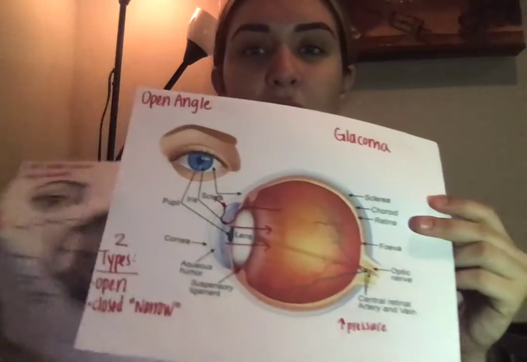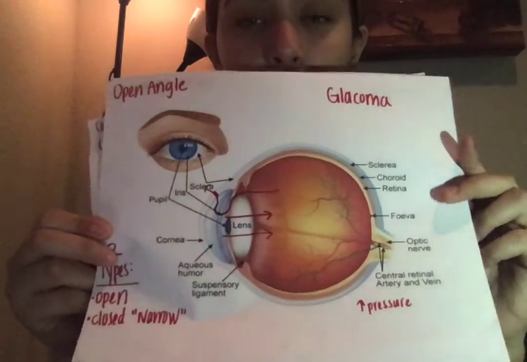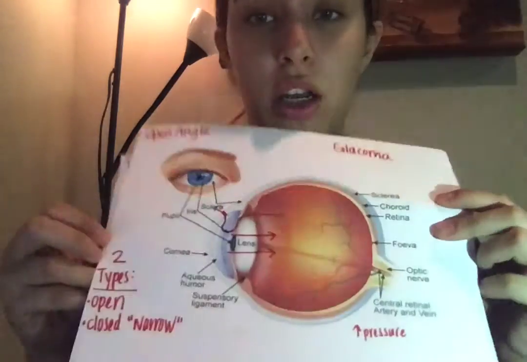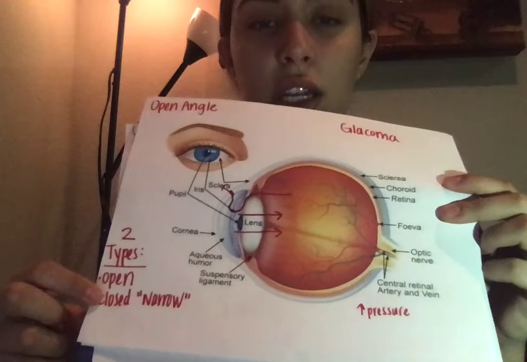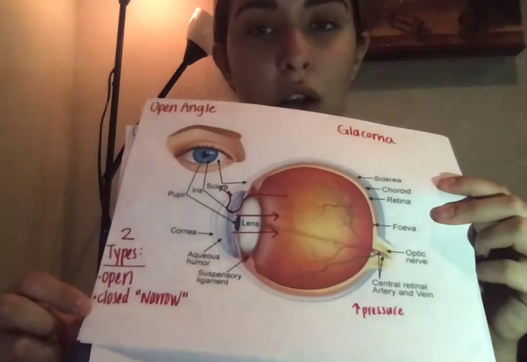Okay. Next we have glaucoma. As you see, I kind of labeled what's going on here. There's 2 types. There's open angle glaucoma and closed or narrow angle glaucoma.